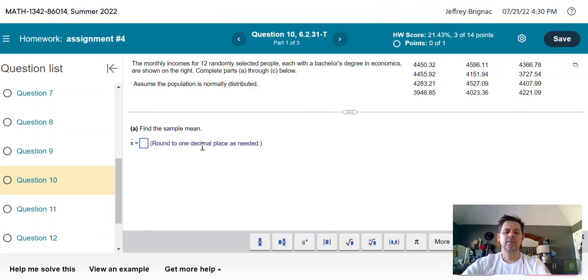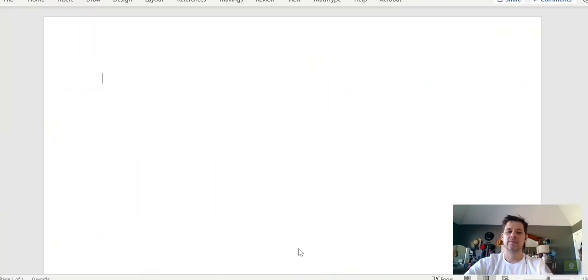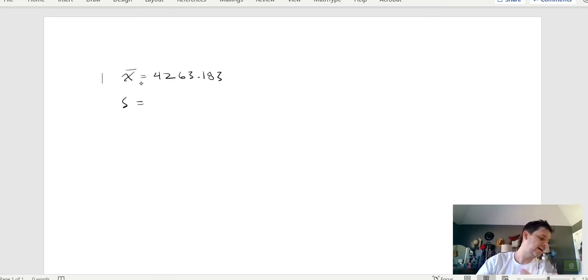All right, so it means round to one decimal place. The number I got, let me write down for you to see, because these are the numbers I'm going to be using. 4263.183, and that was the sample mean. The sample standard deviation, 259.965. And then the sample size was 12.